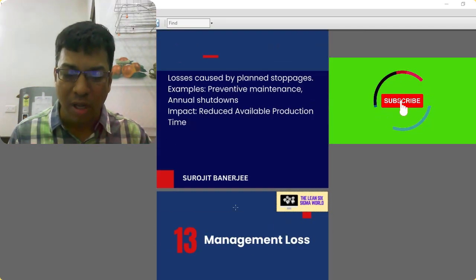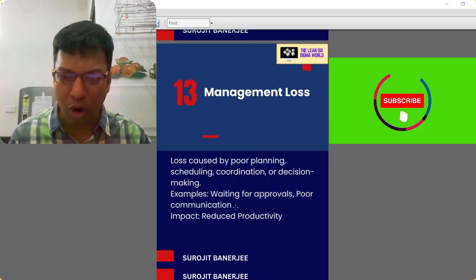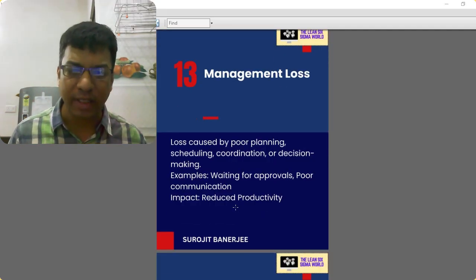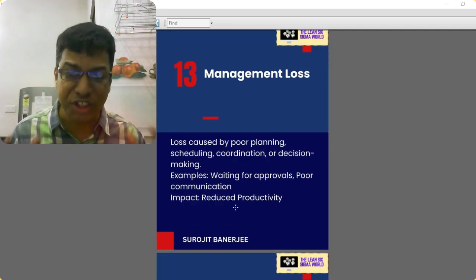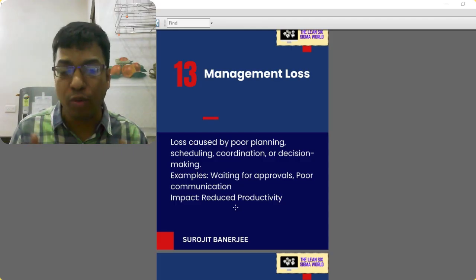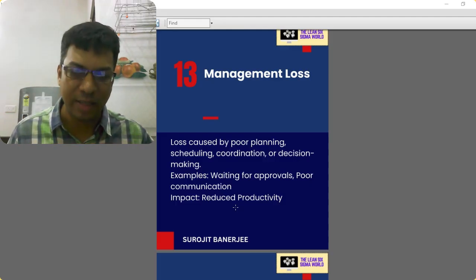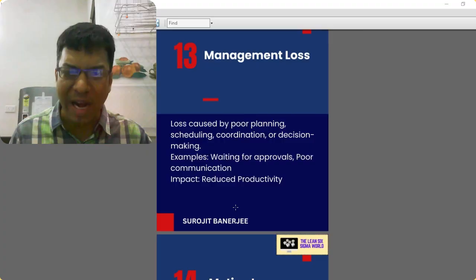Now I'm moving into management loss. So what is management loss? Management loss is caused by poor planning, poor scheduling, poor coordination or decision making. An example is that you have to wait a lot of time for approvals, or poor communication. All these things result in reduced productivity. So that is called management loss.